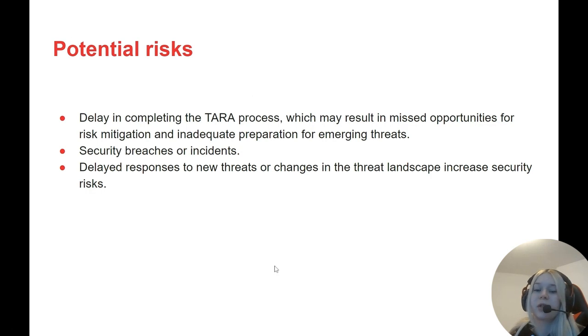Then, if we move on to potential risks, you might notice that these are the same risks that were mentioned in Clause 9, which are delay in completing the TAR process, which may result in missed opportunities for risk mitigation and inadequate preparation for emerging threats. The second one is security breaches or incidents. And lastly, delayed responses to new threats or changes in the threat landscape increase security risks. So it's safe to say that if we overlook a major threat or vulnerability, there might be substantial financial losses and damage to reputation.